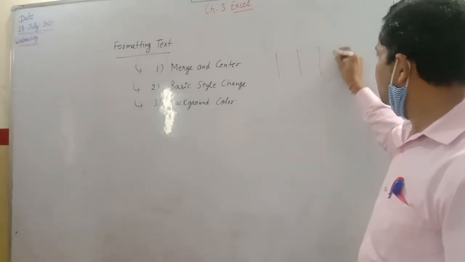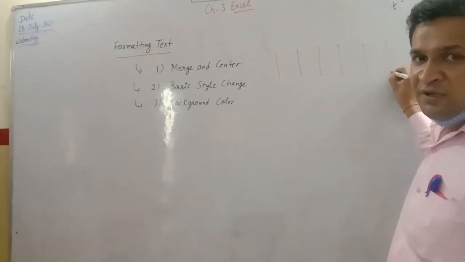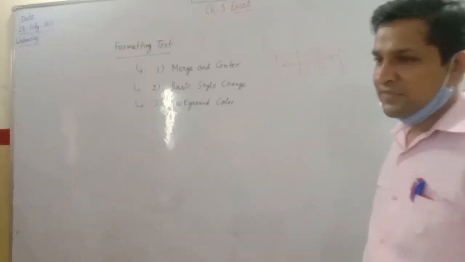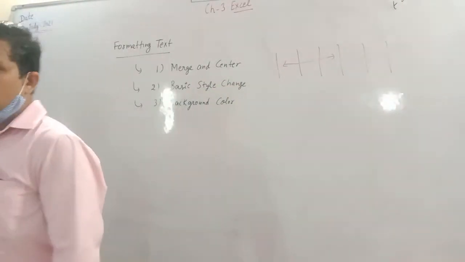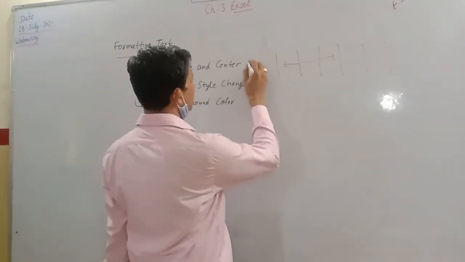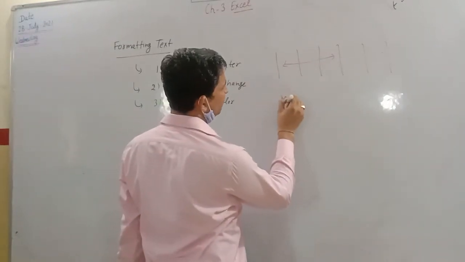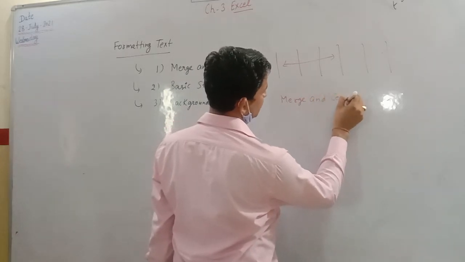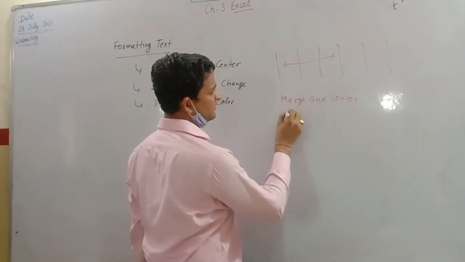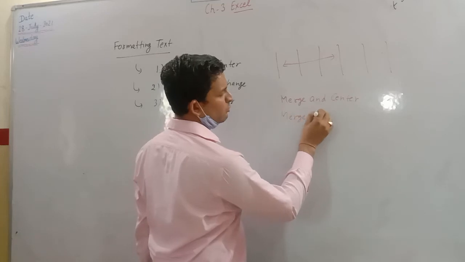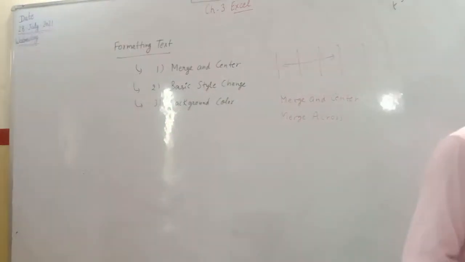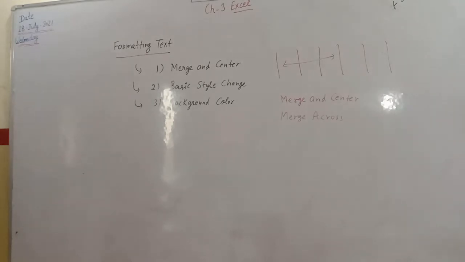You have 4 or 5 cells, and you want to combine these 3 cells. For merging, we have 2 options. When you click on merge and center, 2 options will be there: one is merge and center, and the second option is merge across. What is the difference between merge and center and merge across?